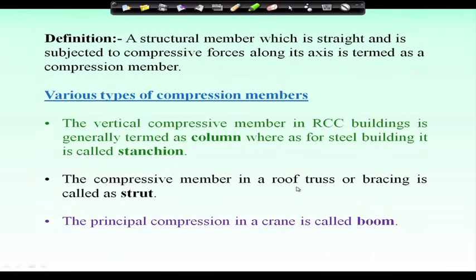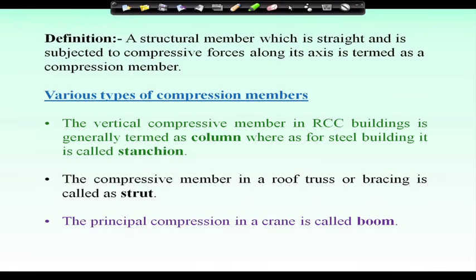Now, in different types of structures, compression members are termed in different ways. In the case of an RCC building, such a compression member is called a column. A column is basically a vertical member which carries the load from the beam or from the floor, transferring it from the upper floor to the lower floor.